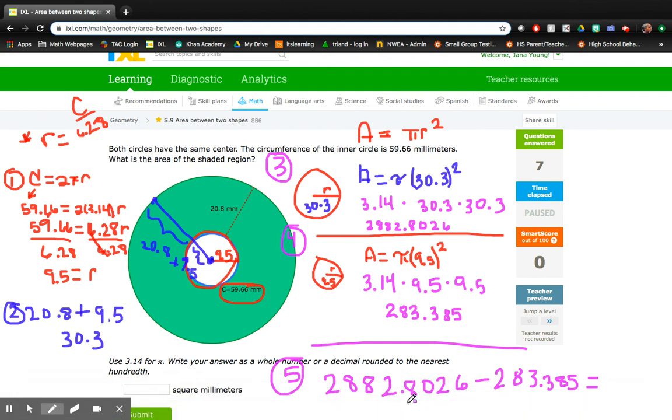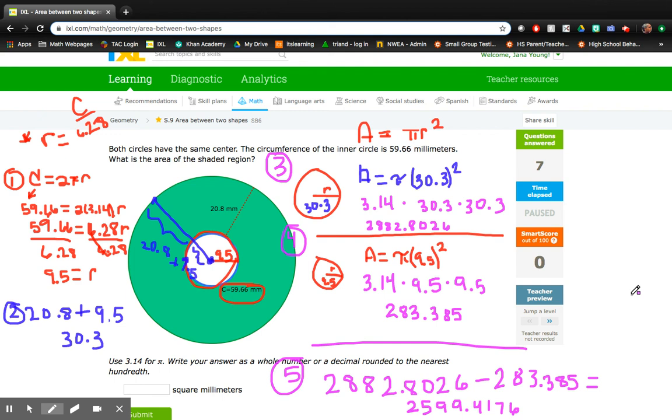I'm getting 2599.4176, and I'm glad we got this problem because we can now talk about the rounding piece just in case you're still struggling with that. What I'm doing right now is I'm actually just typing it in again because mistakes.